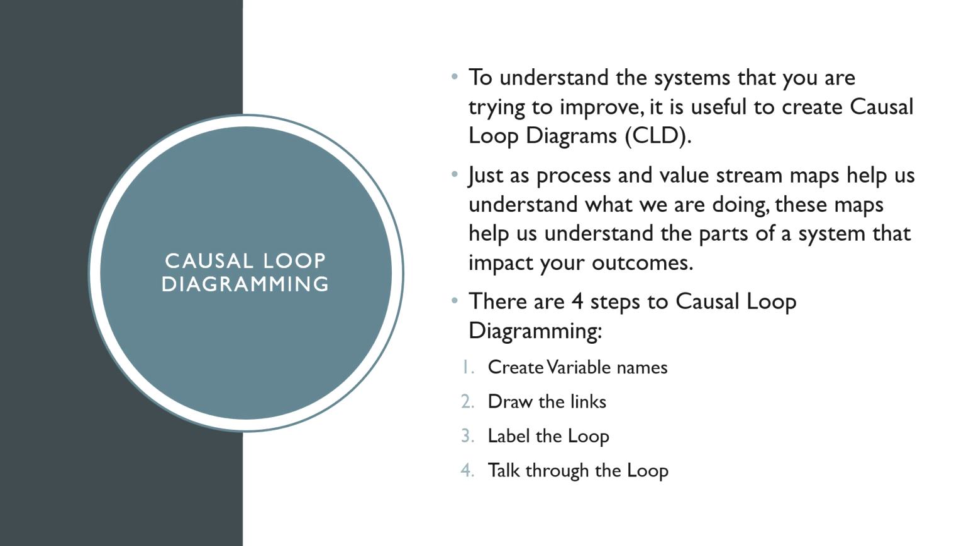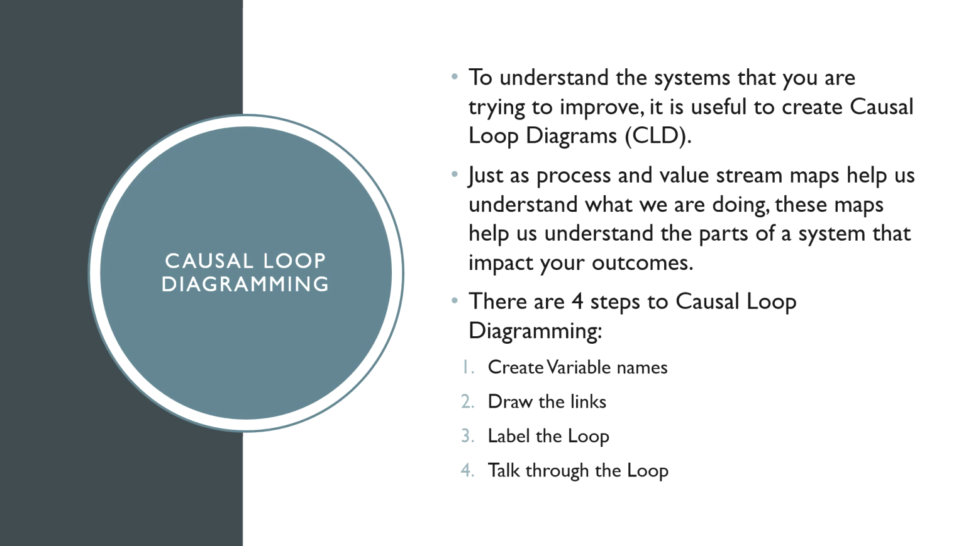Draw the links. Variables change depending on influences. The link is labeled S or plus sign if they move together, or O or negative sign if they move in opposite directions. For example, single car usership would have the opposite influence on the circulation rate, the time it takes to drive across town. As more people drive cars to work, the number of cars on the road increases, and the circulation rate decreases.